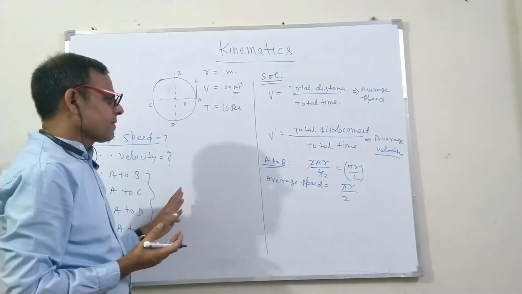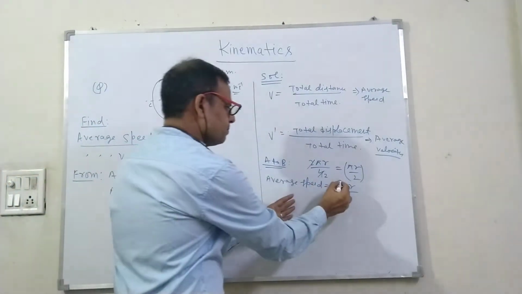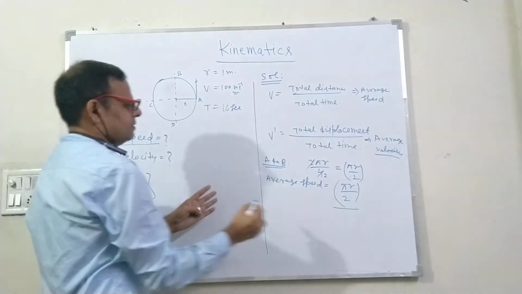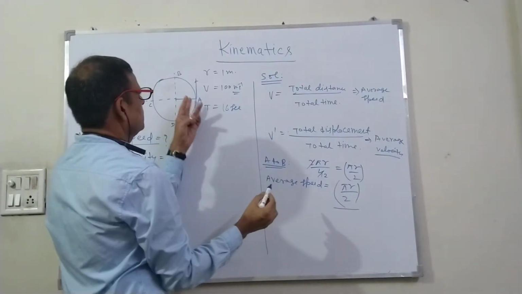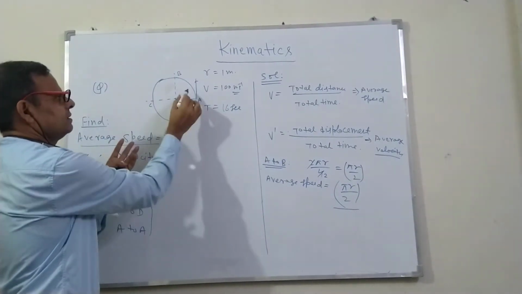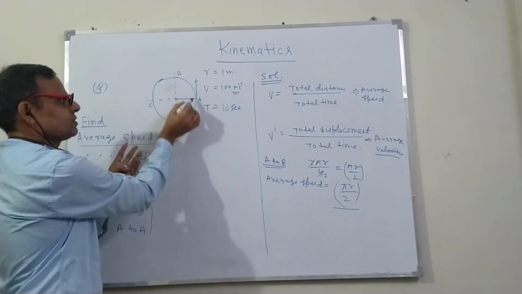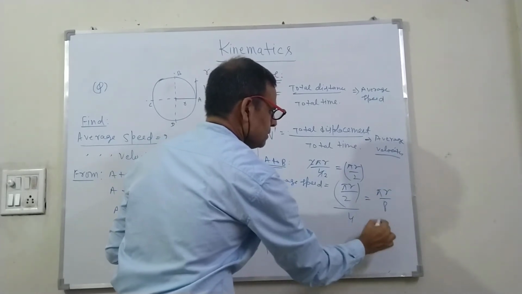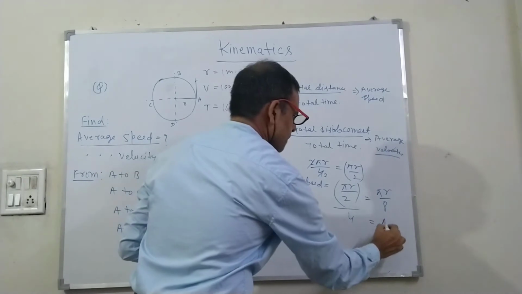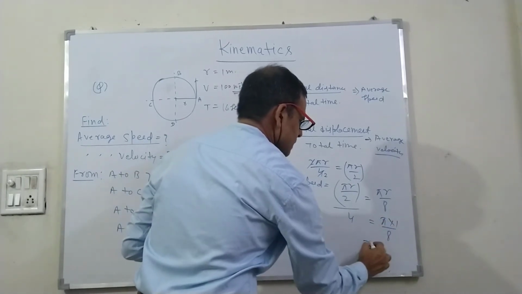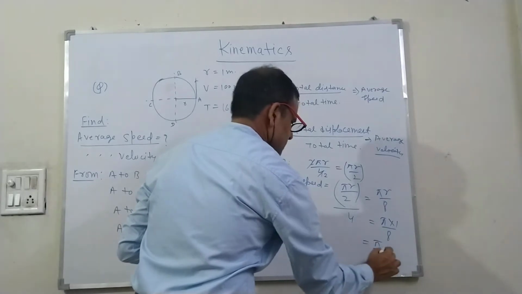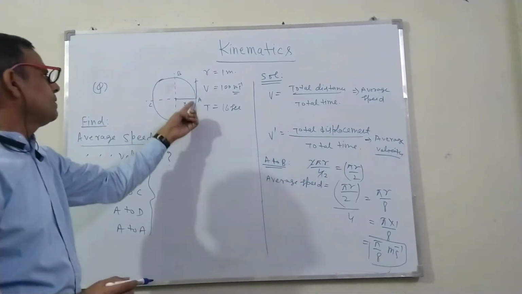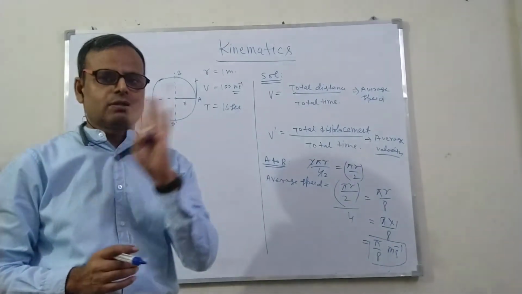So here, average speed is equal to the path length from A to B, that is pi r by 2, divided by the time from A to B. The total time period is 16 seconds, then the time from A to B will be 4 seconds. That means pi r by 8, and you can put the value of r, that is 1. Pi into 1 by 8, that means pi by 8 meter per second. This is the value of average speed from A to B. I think you have understood.